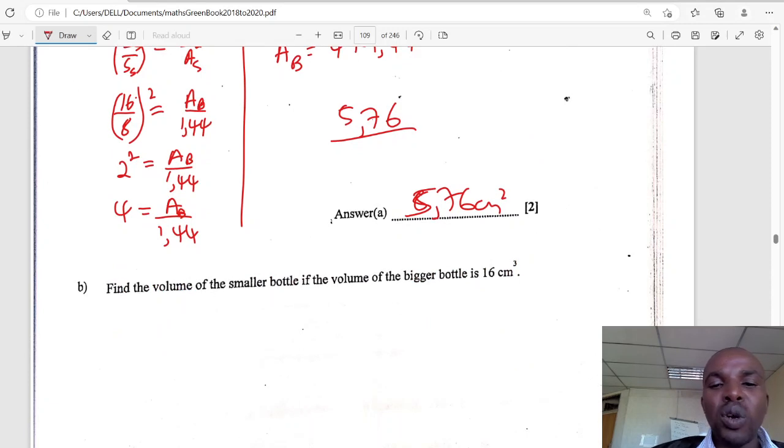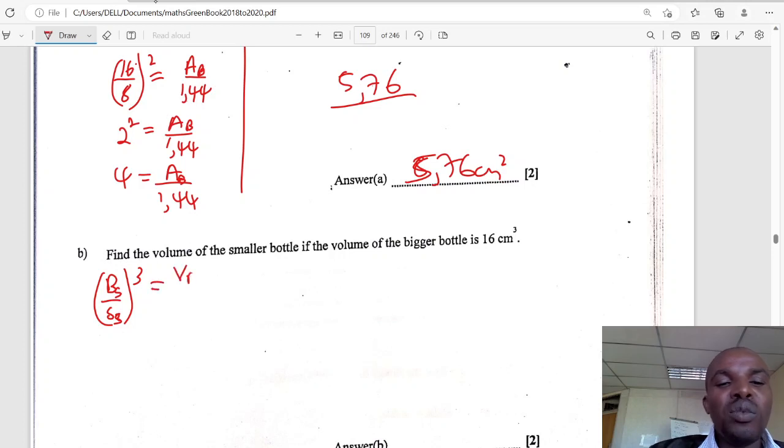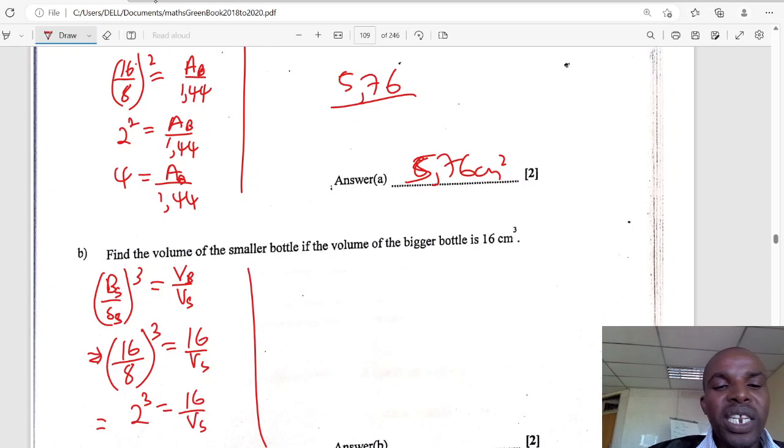Then find the volume of the smaller bottle if the volume of the bigger bottle is this one. Right? If we're talking of volumes, we say bigger shape side over smaller shape side, cubed. The ratio of the sides is bigger shape over smaller shape. That's the ratio of the sides. Then to the power 3 is equals to ratio of volumes, volume of bigger over volume of smaller. So bigger, it was 16, over smaller is 8, the height, to the power 3 is equals volume of bigger is 16 over volume of smaller. Then 8 into 16 is 2, to the power 3, is 16 over volume of smaller. Like this. Then 2 to the power 3 is 8, is 16 over volume of smaller.